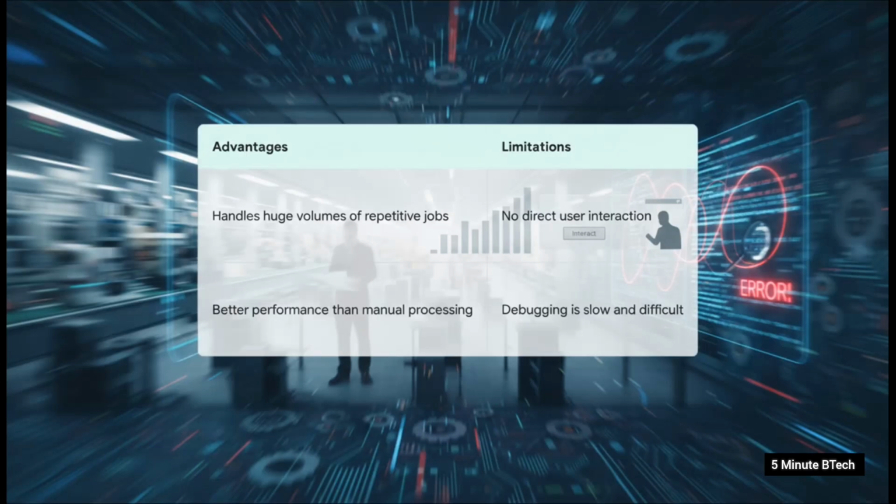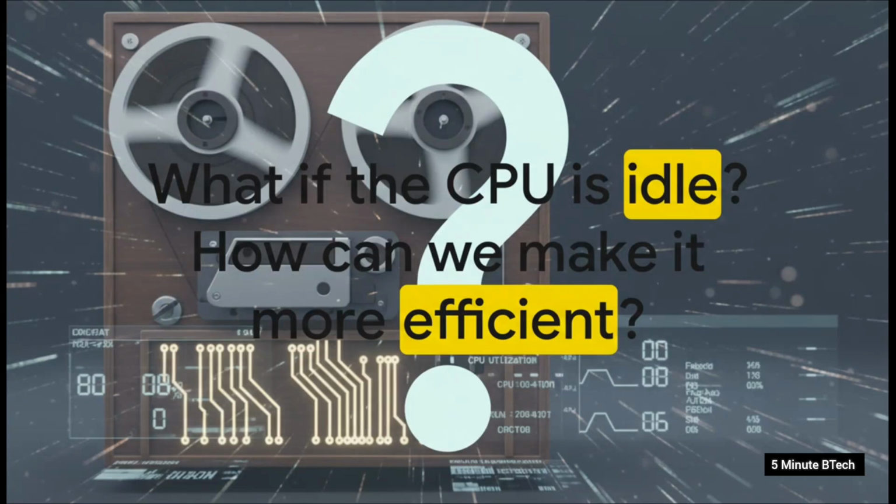Now, as you can imagine, this whole approach has a pretty clear trade-off. On one hand, it's incredibly efficient for these huge repetitive tasks, but the big downside is how inflexible it is. You can't interact with your job once it's started, and if something goes wrong, well, good luck. Debugging is a really slow, painful process because you usually only find out about an error after the entire batch has already failed. But that brings up a really big question.